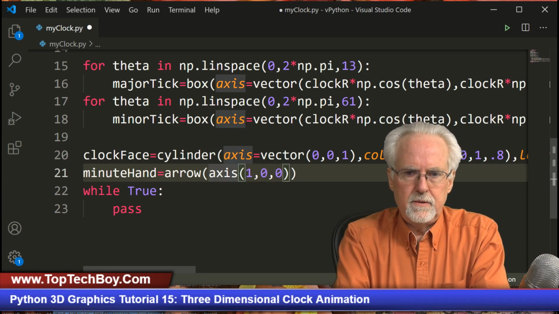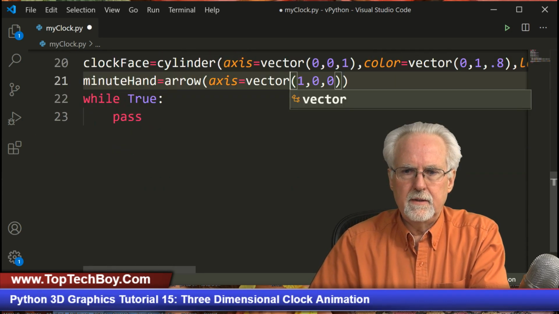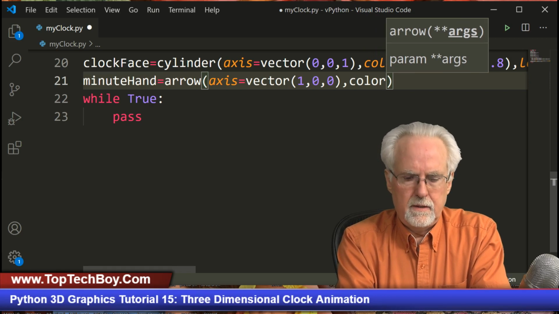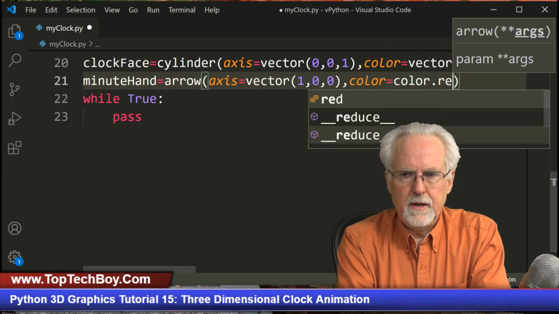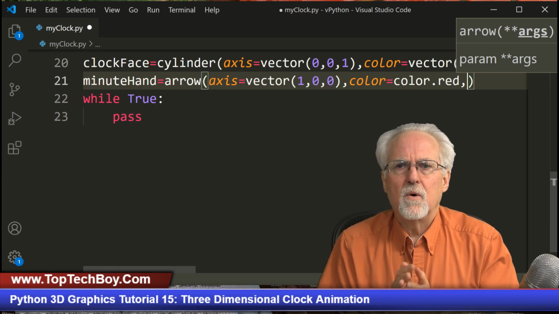And I always do this. That's axis equal vector to do it, right? Okay, and let's do a color equal color dot red just to be fun. And then I don't think I have to do a position or anything like that.